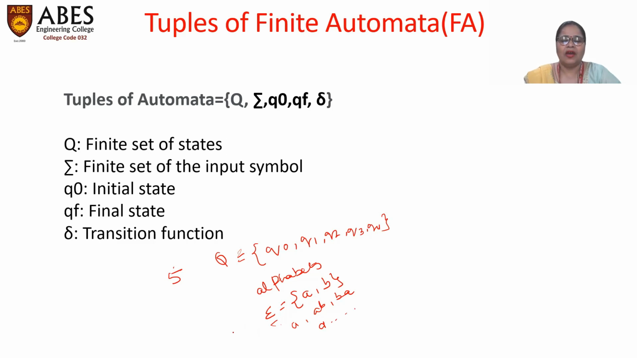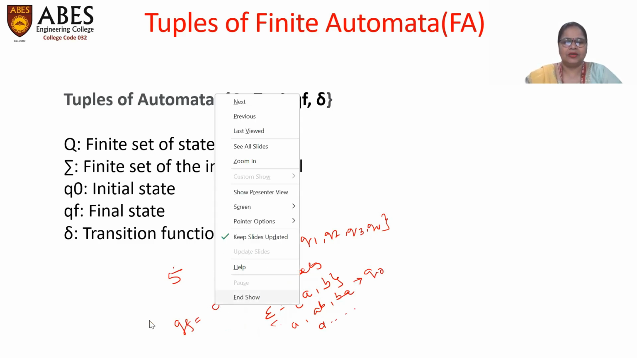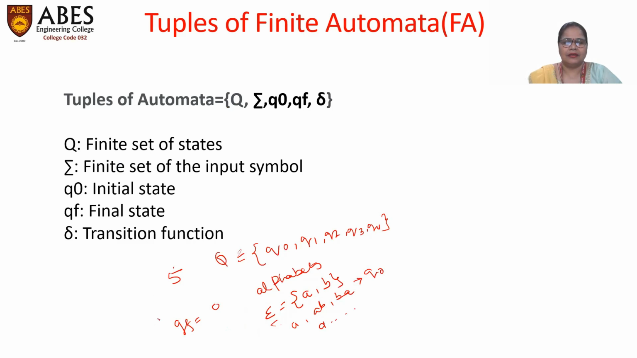Q0 is the initial state, meaning where the string starts to work. This is generally denoted by Q0, and the symbol is an arrow. The fourth one is QF. QF is the final state, where the machine accepts the string, and it is denoted by a double circle. And last is the transition function.